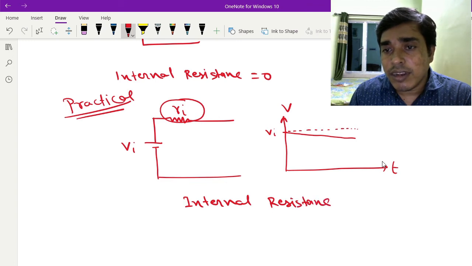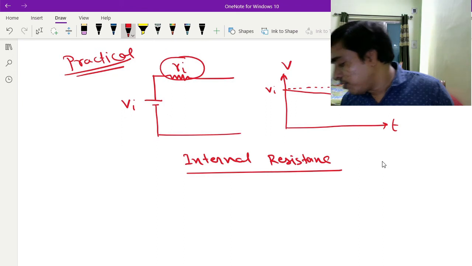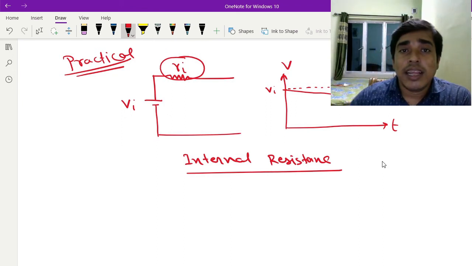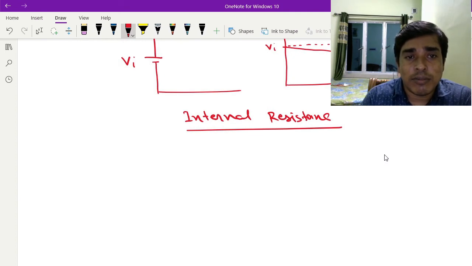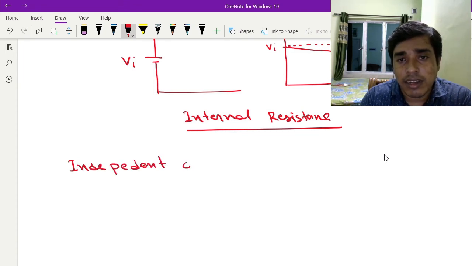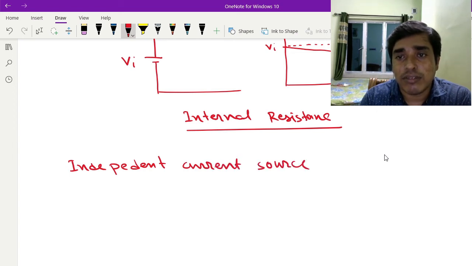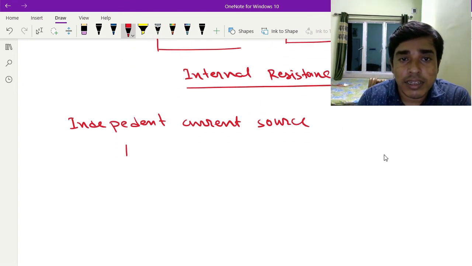Okay, internal resistance, some finite internal resistance. This is the voltage source. For current source, suppose this is an independent current source.